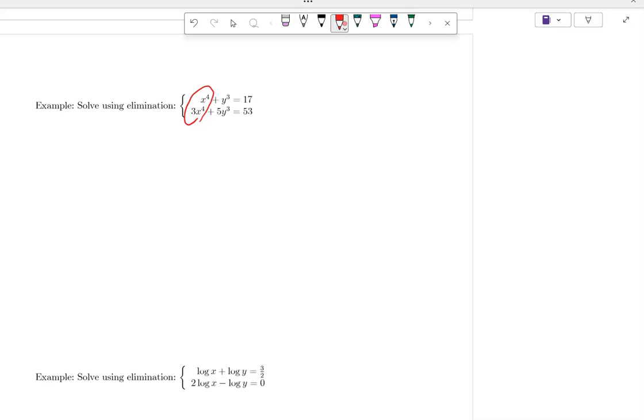So again, in order to eliminate the x, we want to make sure we have opposite signs here, right? What do we need to do to make sure that we have opposite signs so that we can add and make it go away? Multiply by negative. I do agree with the negative, but I need to make sure my coefficients also match, right? Negative 3, right? Multiply that top equation by negative 3. So we'll get negative 3x to the fourth minus 3y cubed equals negative 51. Is that right? Okay. 3x to the fourth plus 5y cubed equals 53 for the other one.